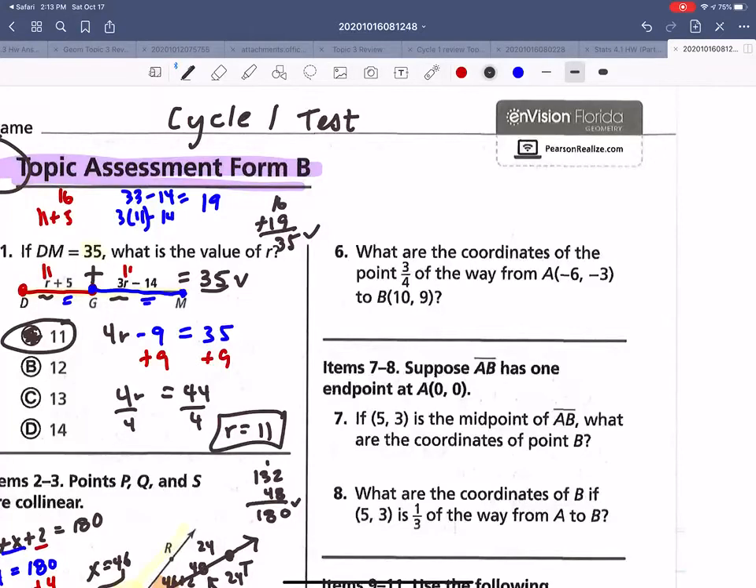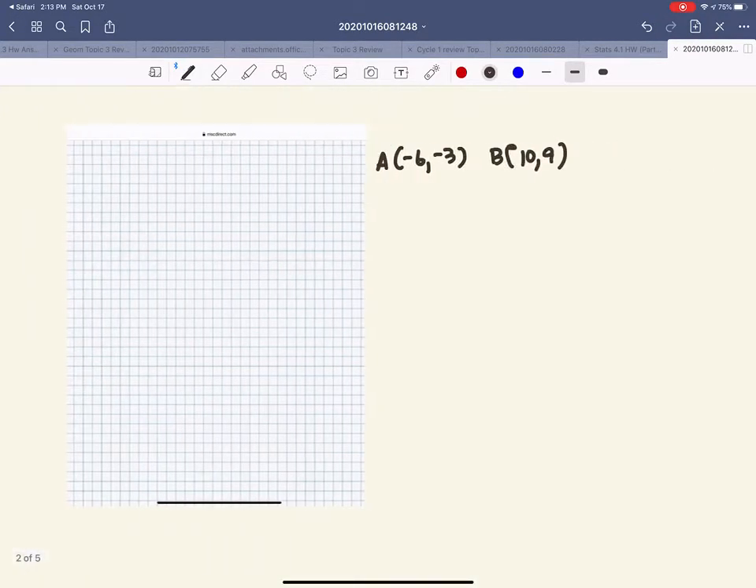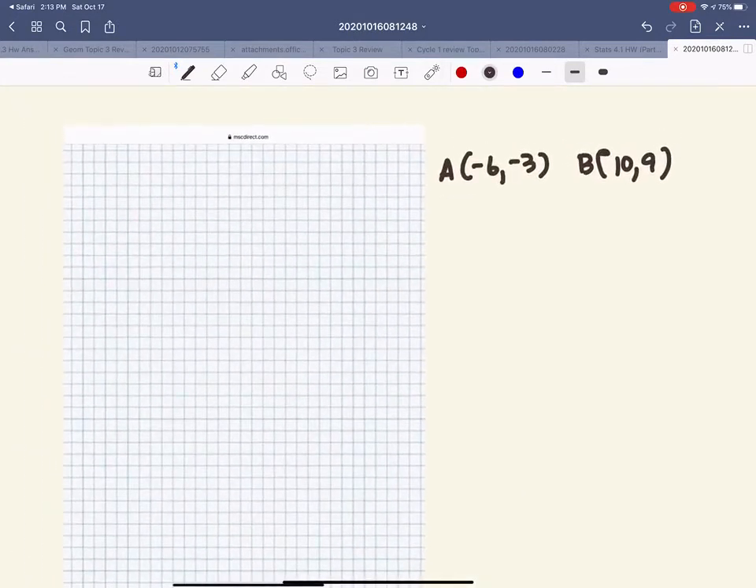Hey guys, welcome back. We're going to do number 6 on graph paper. So it says, what are the coordinates 3/4 of the way there from A to B? So 3/4 of the way there from A to B. I've got a little bit of graph paper here, and I want to go 3/4 of the way there. And so I can figure out what that means.